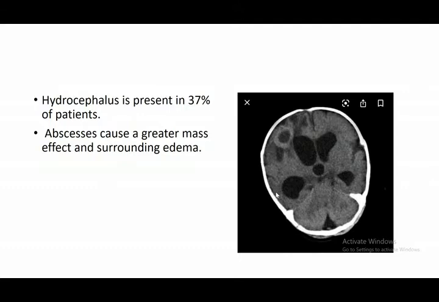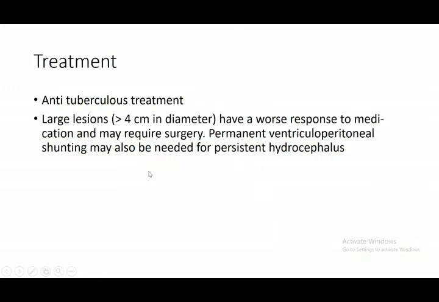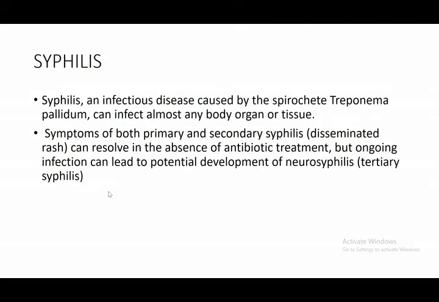Hydrocephalus is a very common complication, because in TB meningitis as well as in multiple tuberculomas, when there's raised intracranial pressure, you can see hydrocephalus here, for example, with enlarged lateral as well as third ventricle. Again, antitubercular treatment is important for tuberculoma and tubercular abscess, while large lesions may require surgery, and sometimes with associated hydrocephalus, you have to go for permanent ventriculoperitoneal shunting.